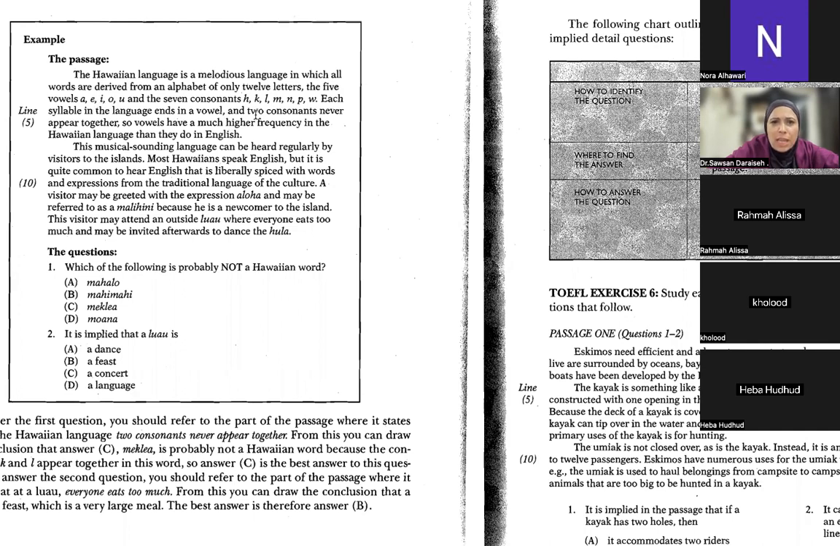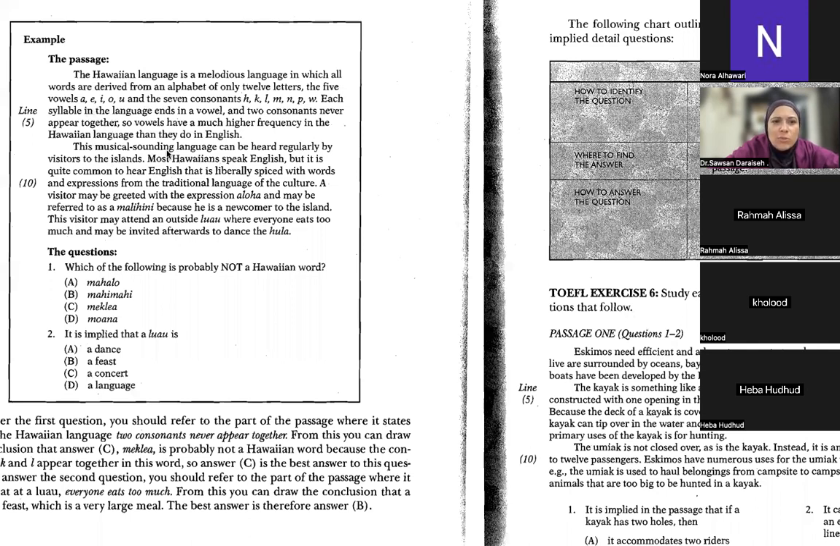All right. And two consonants never appear together; it's impossible to find two consonants together, there must always be vowels in the middle. All right. So vowels have a much higher frequency, because they are present in every word in abundance. That's the thing. So vowels have a higher frequency in the Hawaiian language than they do in English. We find them in abundance in Hawaiian more than in English.